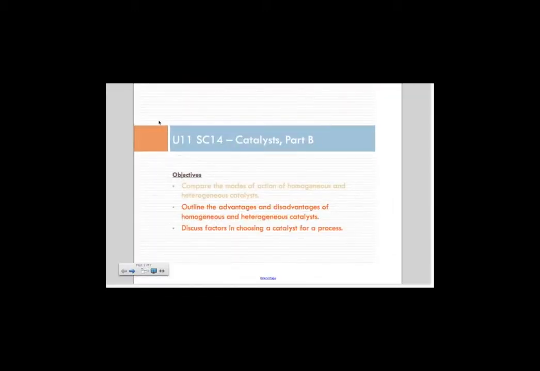Okay, welcome to screencast 14. This is the second in a series of two screencasts on catalysts, and we're hitting these second and third bullet points down here, these objectives for catalysts. We're going to look at advantages and disadvantages of one over the other, and talk about what factors you need to consider when you're choosing a catalyst for a particular system.